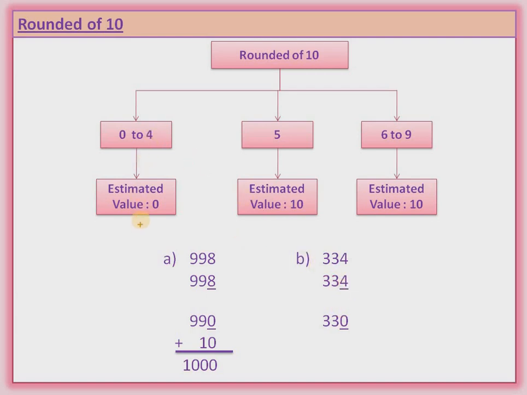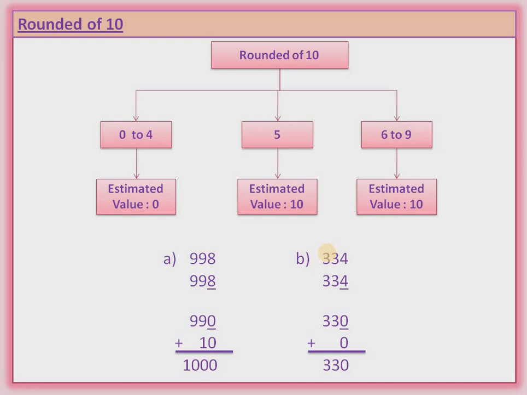Now check the value of this 4. Okay, in which category? Category number 1. Tell me, the estimated value of 4 is equal to 0 only. Understood? So we will add 0. Now you can see plus 0. What is the answer? The answer is 330. The estimated value, when we round it off to 10, is 330.